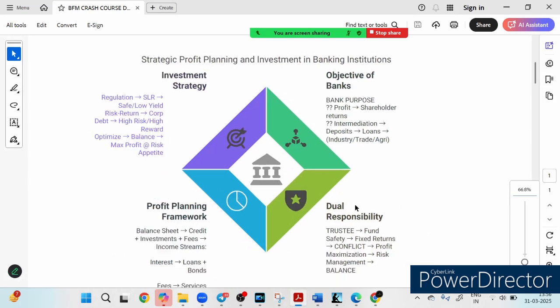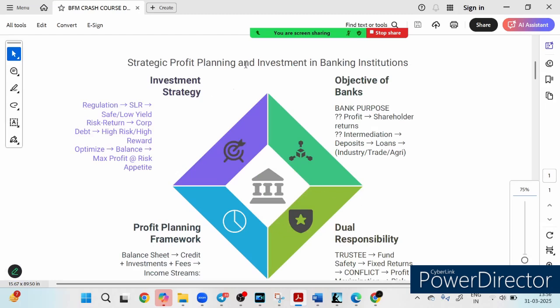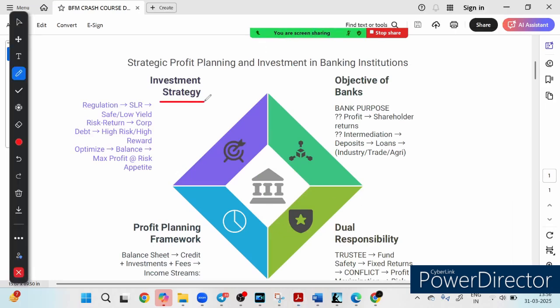Now friends, let's look at the other part, the investment strategy. What is the meaning of this investment strategy? On the left part you can see that banks carefully design their investment strategy by balancing risk and reward. I already told you that risk and reward has to be balanced. There are some low-risk investments like those regulated under SLR. They are safe and low risk, and they offer stability but lower yield. Obviously, since stability is there, yield is also lower.